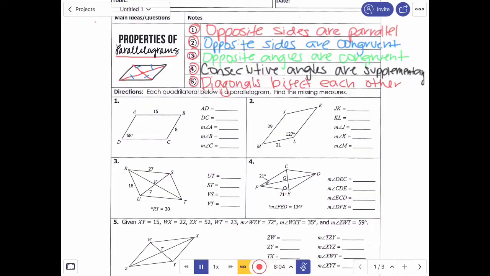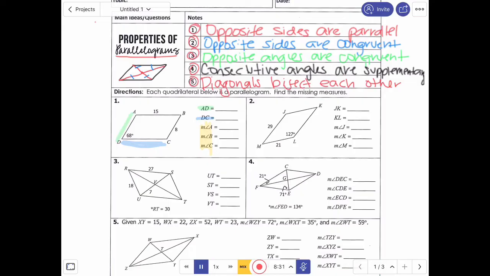Okay, so if I go down to problem number 1, a little refresher: right here, it says m, the little m means measure of angle, and then A, B, and C. And up here, when it just says the measure of AD, that means what's the measurement of this side length right here. And for DC, what's the measure of DC? That would be this side length right here.